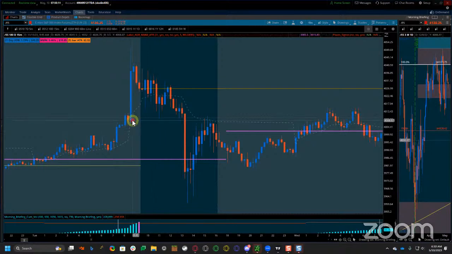Most of the time, if you get a big print like this, it creates a liquidity vacuum. It's a gap. And I know you don't see a gap, you see a candle. But there's a liquidity gap here.